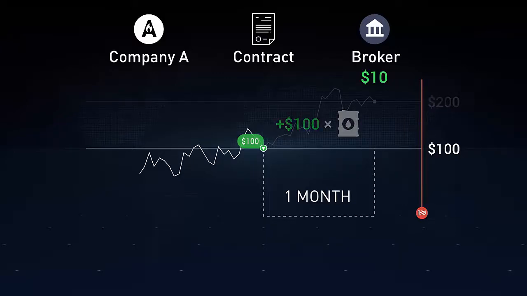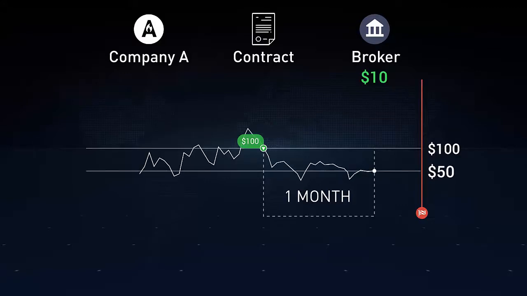But what if the oil price drops to $50? In this case, there is no point in buying oil at the agreed price of $100 as the commodity is available at $50 on the market. In this case, the company does not exercise the option and pays only the option premium to the broker.